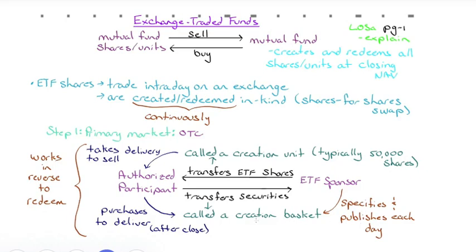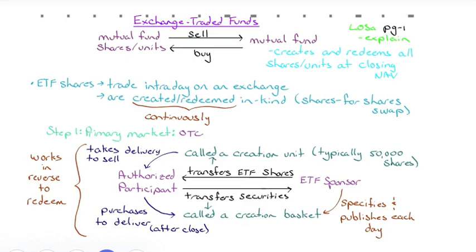So it specifies and publishes each day a creation basket. The authorized participant can look at this and say, okay, I'm going to keep my eye on the ETF price, and I'm going to keep my eye on what it would cost me to create this basket of shares. And when these two things get out of line in pricing, there's an arbitrage opportunity. I can either buy up all the underlying shares and short the ETFs, deliver the underlying shares and get the ETF shares to cover my short position, or I can buy up the ETF shares in the marketplace and short the underlying creation basket in the market, deliver the ETF shares and get the creation basket delivered to me.